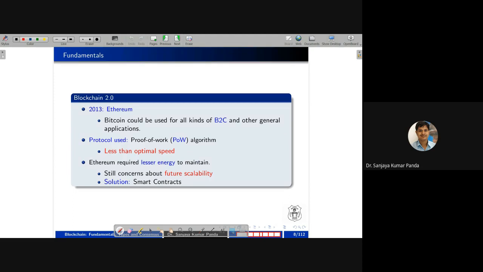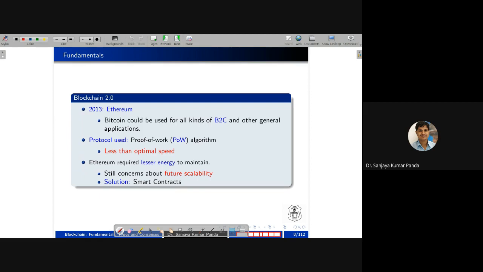Coming to blockchain 2.0, in 2013, Ethereum was started. The main purpose of this is a B2C network, that is business to consumer network, right? Bitcoin could be used for all kinds of applications, but not only that, we also have to apply it in the business network. Our bank network is also targeted towards the business network, right? Here also they have used the same consensus mechanism, the proof of work algorithm, but it is less than the optimal speed which they have identified, and Ethereum required very little energy to maintain in comparison to the previous one.